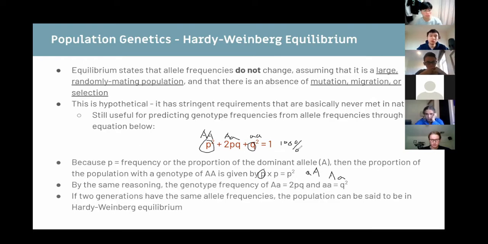and if you add them all together, that should add up to the whole population, or 100%. So if you work out these allele frequencies for two generations of a population, and you see that they're basically the same or equal, then you can say the population is in equilibrium.